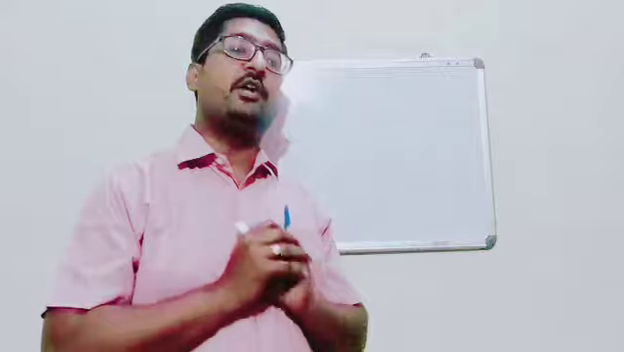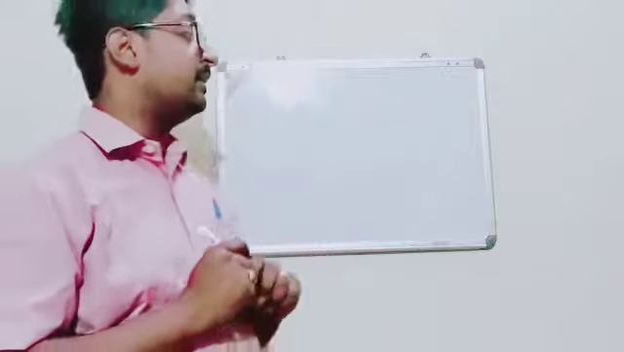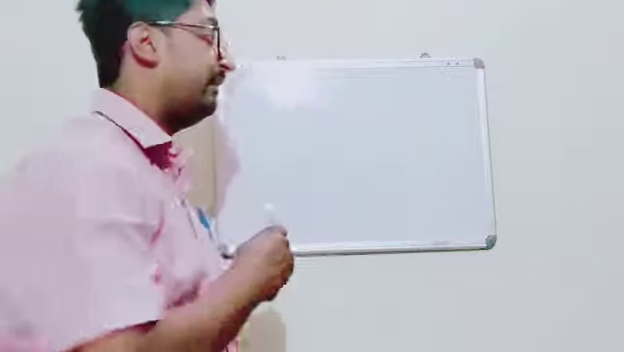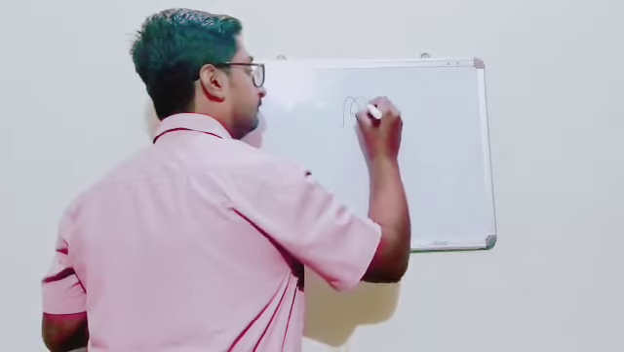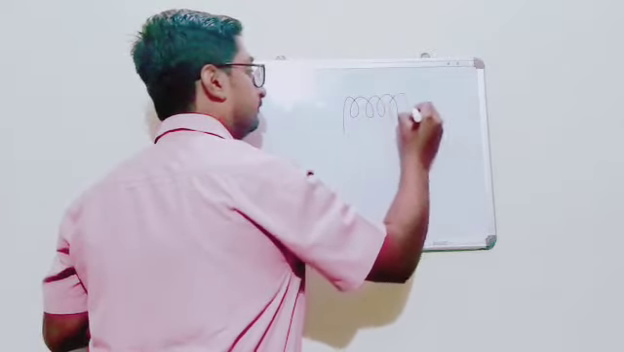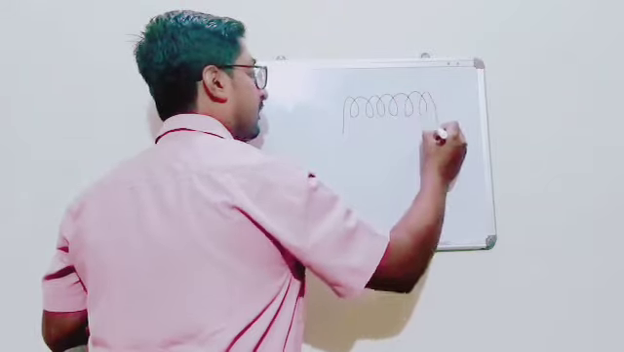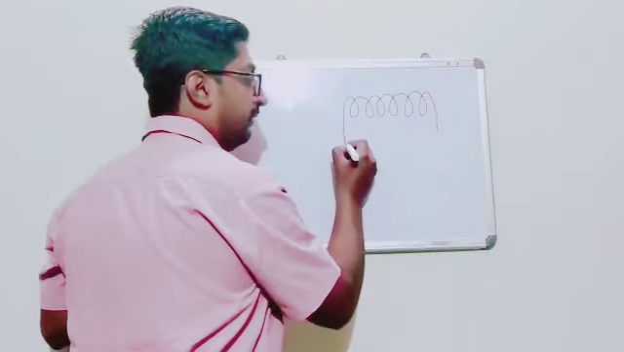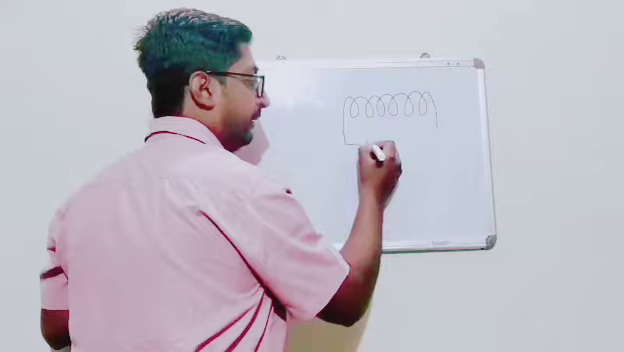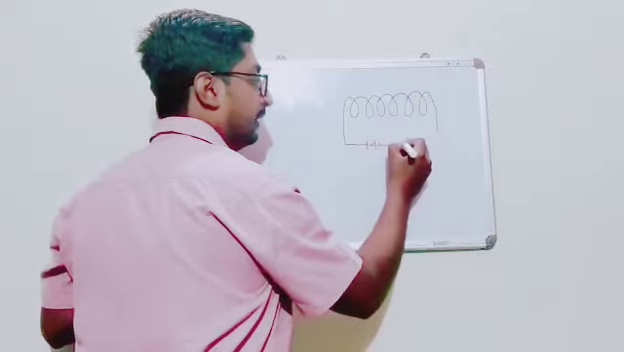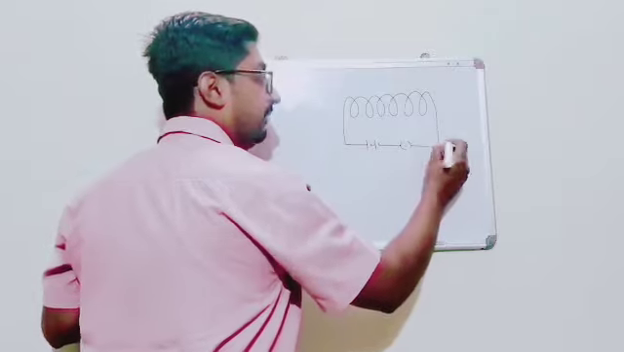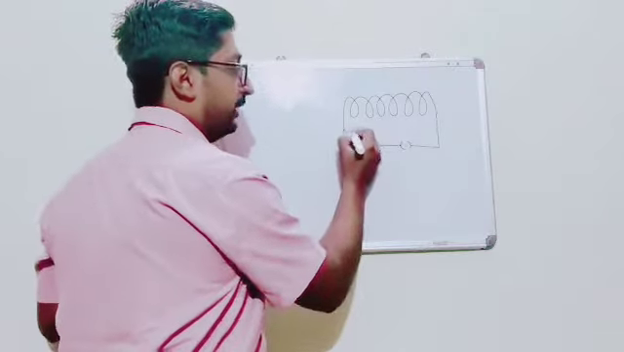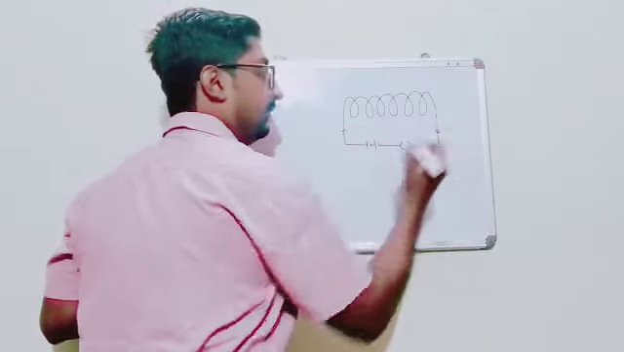Solenoid is the combination of large number of circular turns wrapped in the form of a cylinder like this. When we connect this coil with a battery and a key K, then current will start flowing through the solenoid like this.